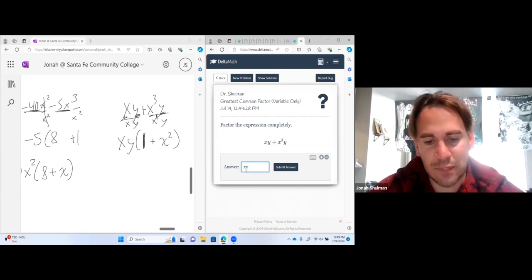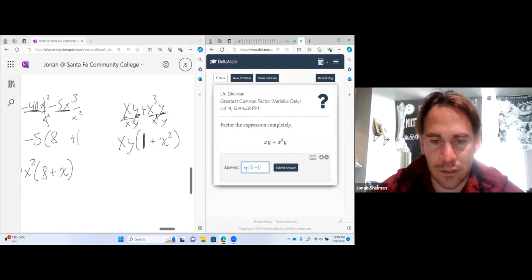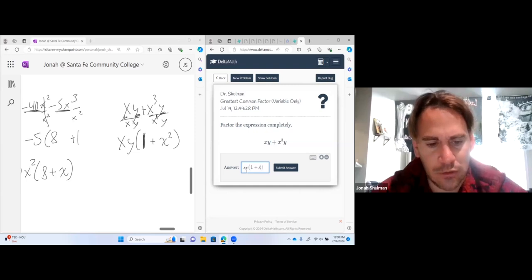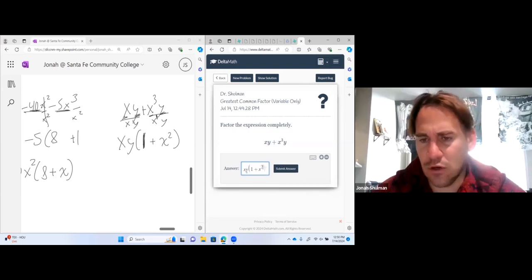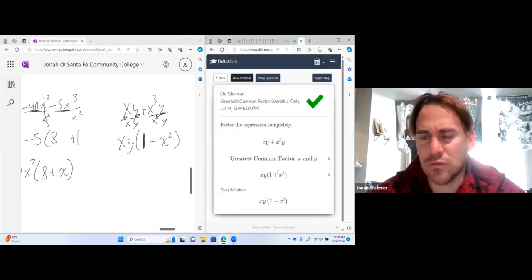But really mess with these. Have fun with them. Really try them. 1 plus x squared. And give it a shot. See how they go. Really think your way through them. It's really good to understand how factoring really works for these factors.